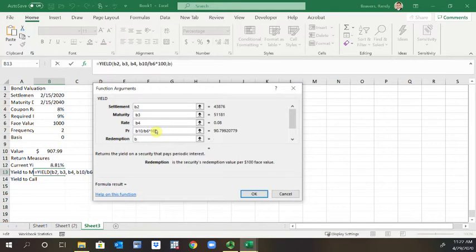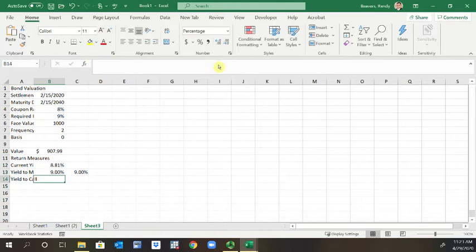Redemption will be like what we did earlier, B6 over B6 times 100. Frequency is B7, and basis is B8. So I'll hit OK or hit enter. And you see it's also 9%. The final step is considering the yield to call function.